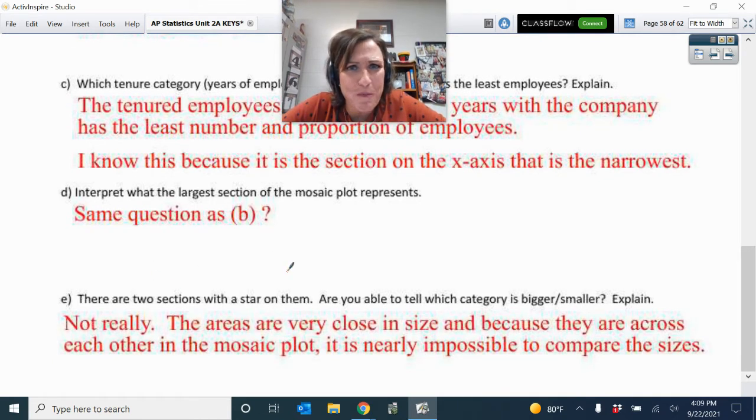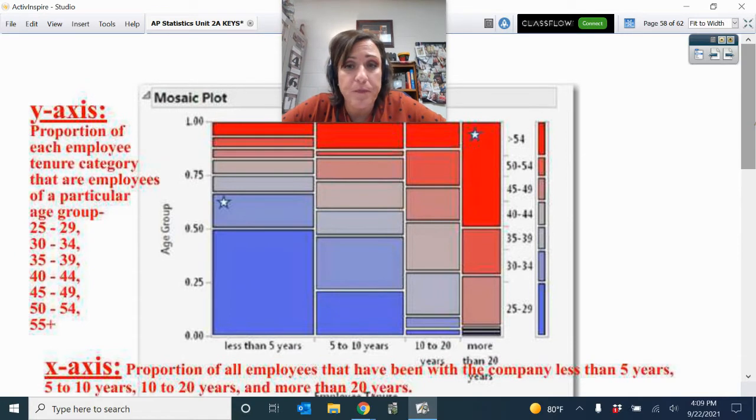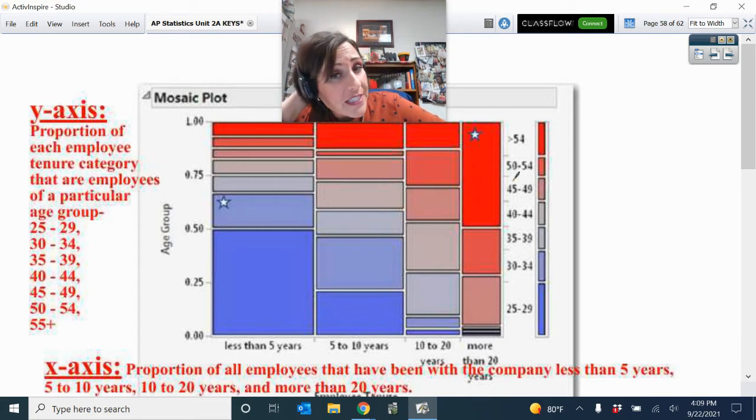Question D is the same as B, so I did not intend on that to be the case, but let's look at E. It's referencing the two sections that are starred. Well, if you look at these two sections, they are almost identical in size. It's very difficult to tell. The width of this blue one looks about the same as the height of that red one, and the inverse, the height of the blue looks like the width of the red. So you cannot tell. That is one of the disadvantages of mosaic plots, it can be difficult to tell and compare the sizes of those areas.